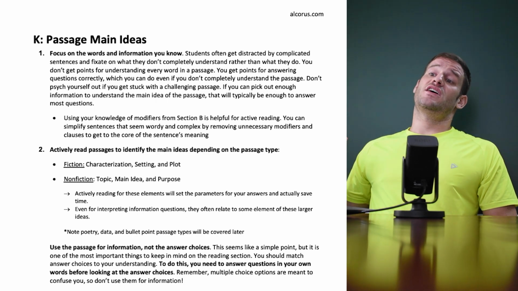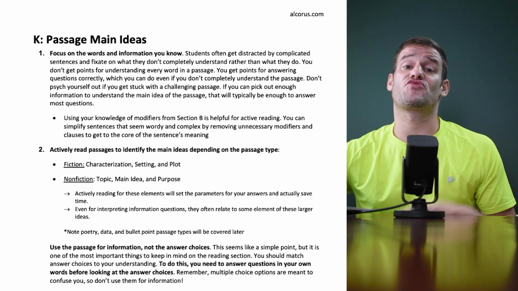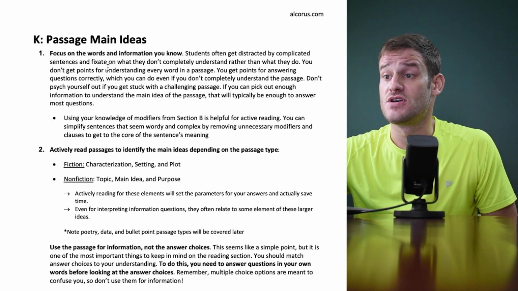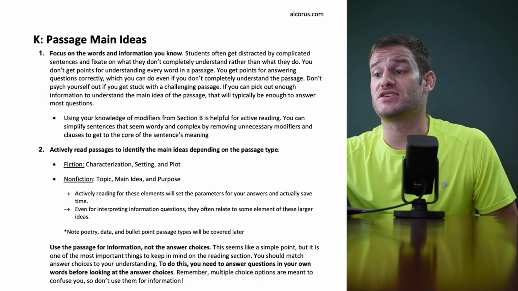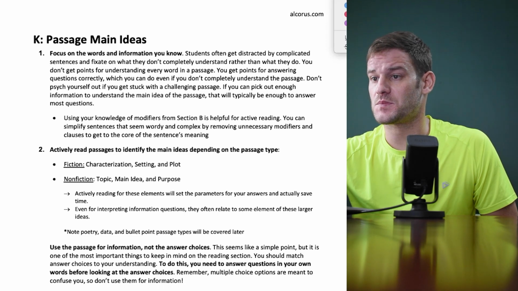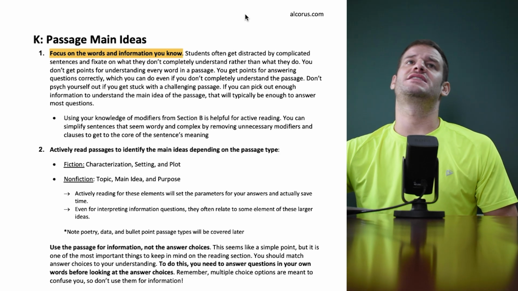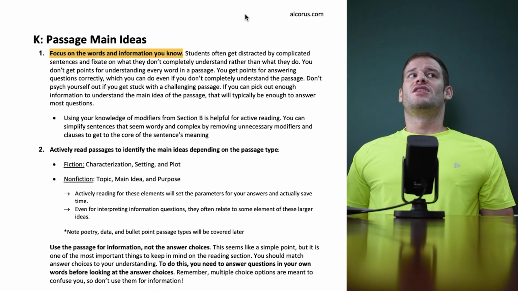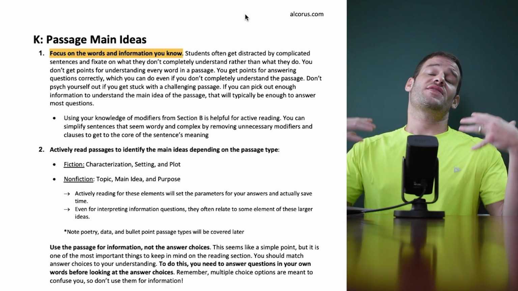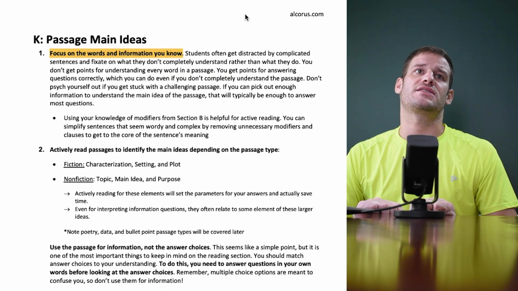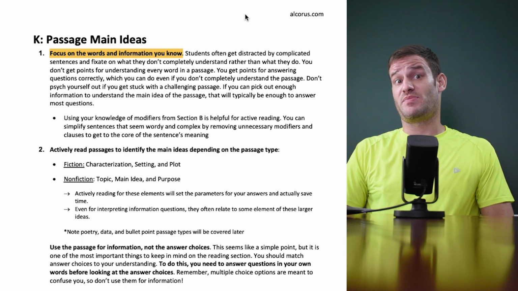So the first piece of advice I would give you on really any reading passage and question is to really focus on the information in the words that you know. So what do I mean by that? A lot of times, if you encounter a difficult passage, a lot of students freak themselves out, I think it's a psychological thing, because they think, oh, I don't understand maybe 25% of this passage, or even 50% of this passage.